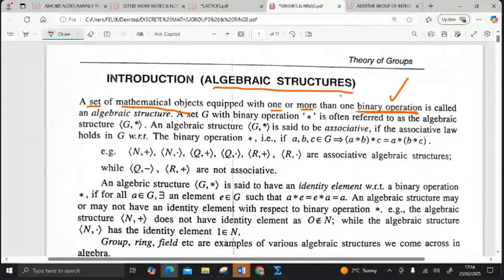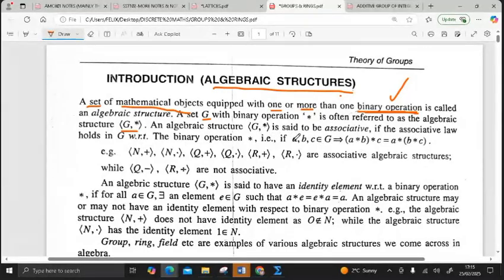And we say that if we equip a set with a binary operation, then that set becomes an algebraic structure. In this case, we call that set maybe G. With a binary operation, let's denote it, because we don't know what that binary operation is at this point in time, we call it asterisk. That is how we write it. If we equip this set G with this binary operation asterisk, then we call this an algebraic structure.